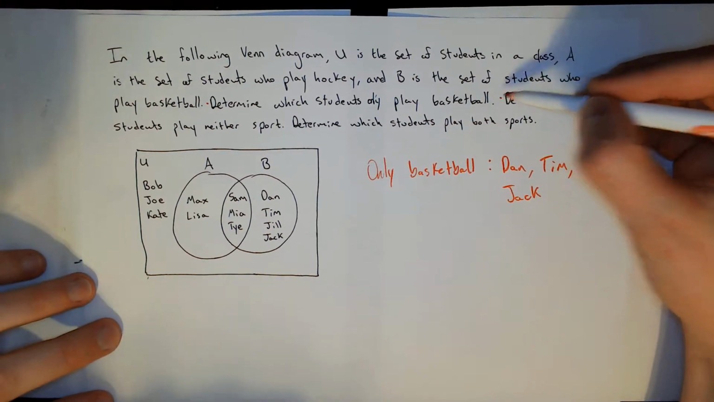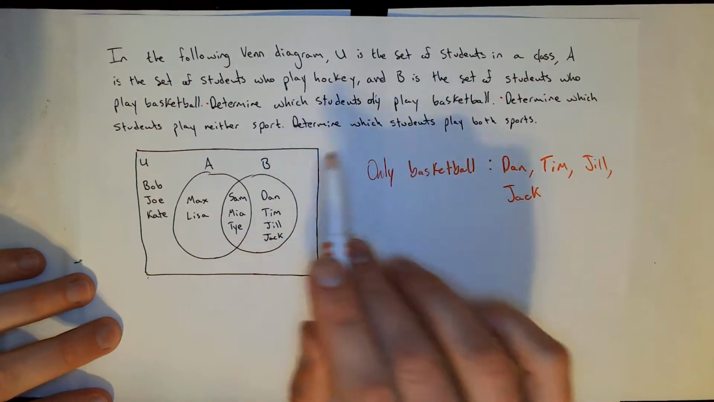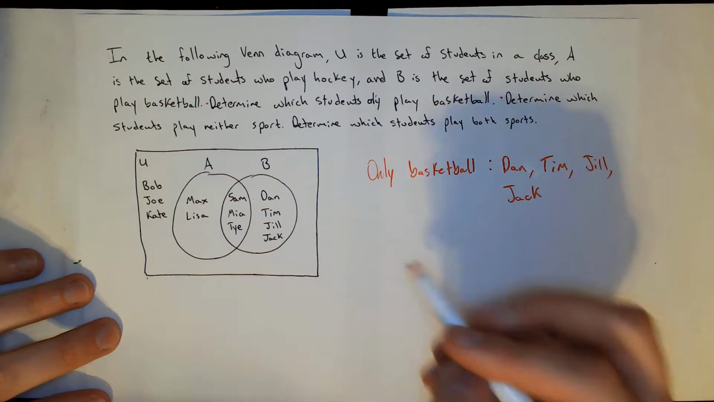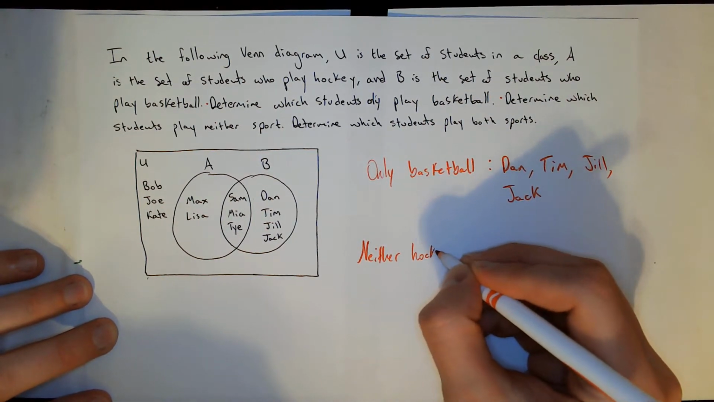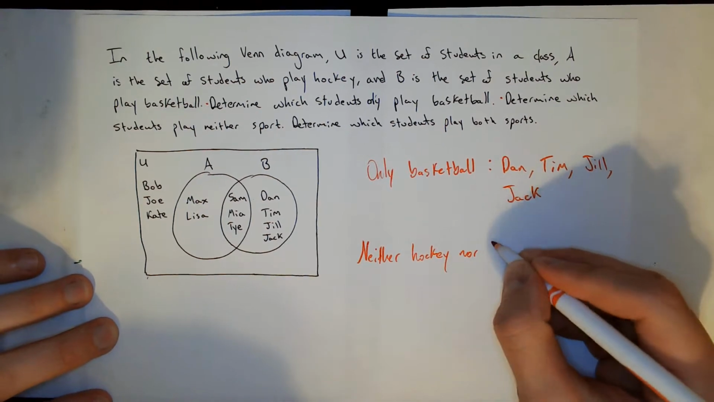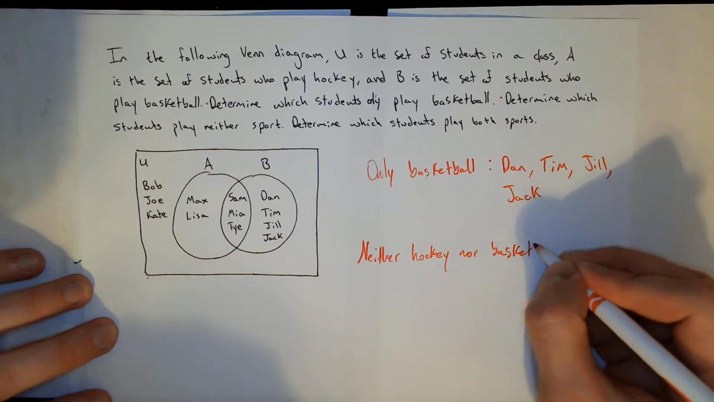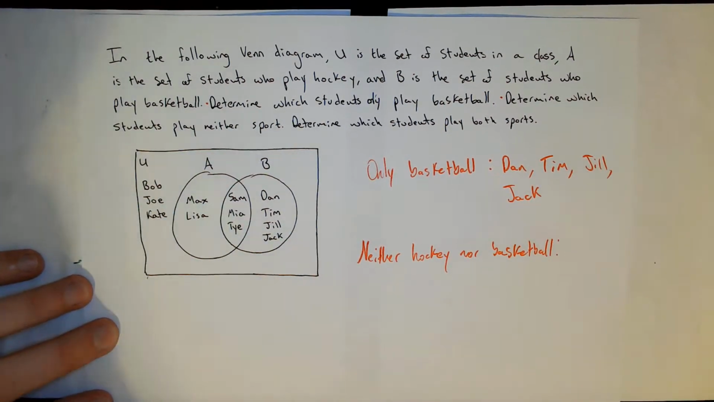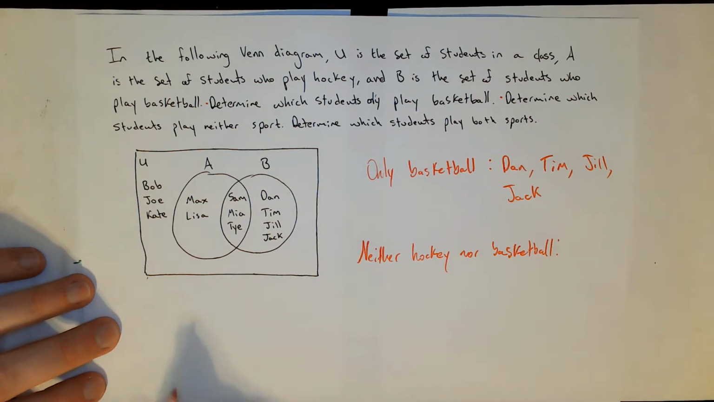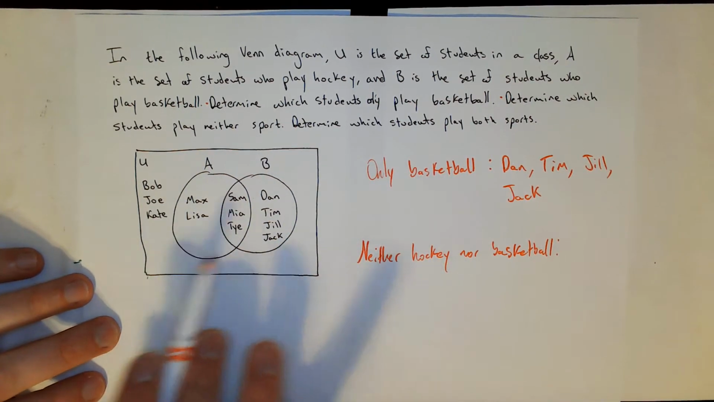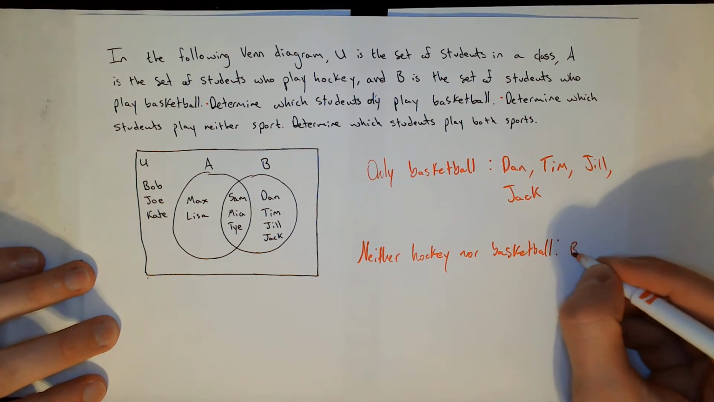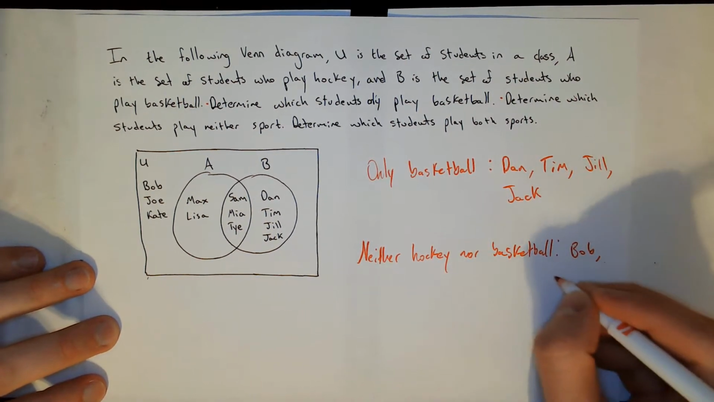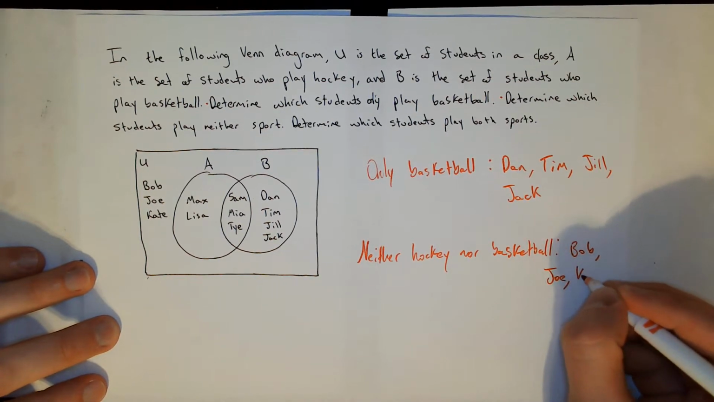Second question, determine which students play neither sport. So neither hockey nor basketball. And that would be the students who are not organized into sets A or B, right? They're outside of both of those. So that would be Bob, Joe, and Kate.